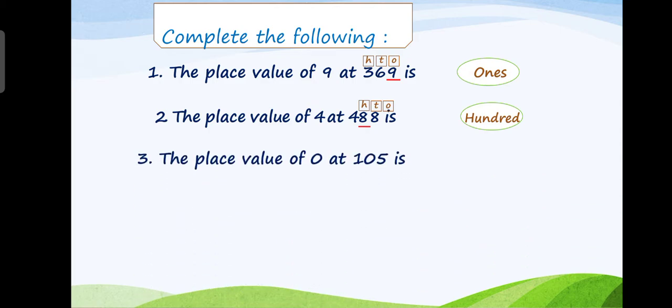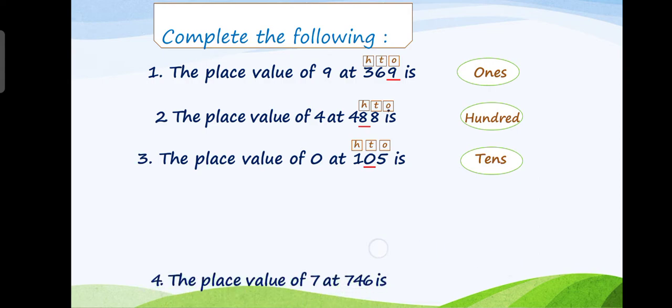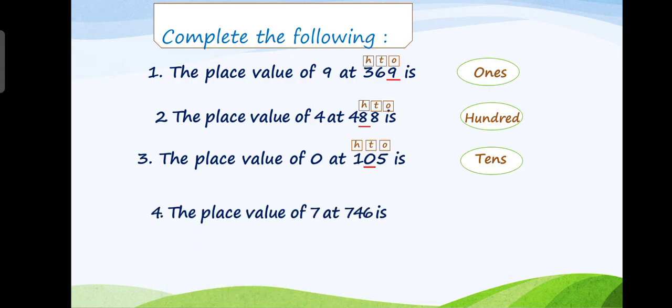Number 3, the place value of 0. I need to know the place value. Which place is the number in? I will put the places: ones, tens, hundreds. In which place? Tens. Excellent. Number 4, the place value of 7 at 746 is... First step, I will put the places: ones, tens, hundreds. 7 is in the hundreds place.